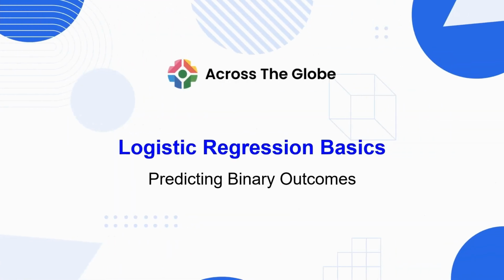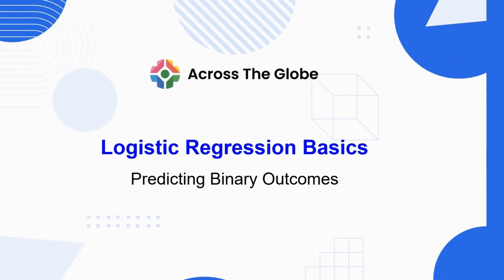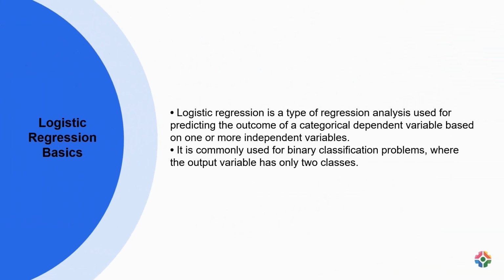Today we will learn about logistic regression basics. Logistic regression is a statistical method employed in predicting the outcome of a categorical dependent variable by utilizing one or more independent variables. Commonly utilized in binary classification scenarios where the result encompasses only two classes, logistic regression aids in estimating the probability of an outcome occurring.